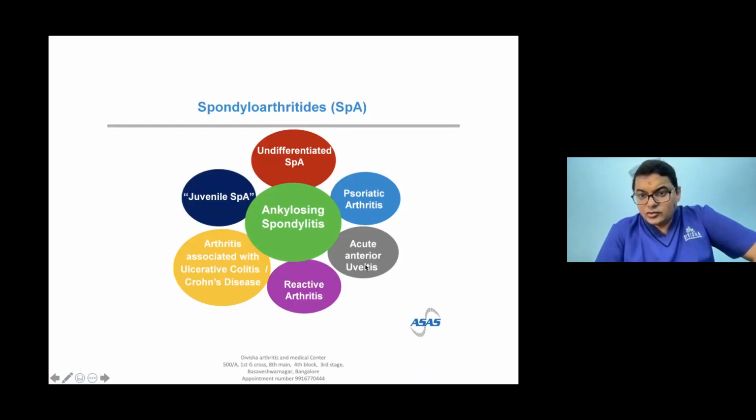You can also have uveitis. As you know, in these diseases, the eye has a central structure called the uvea, which I'll come to in a short while.